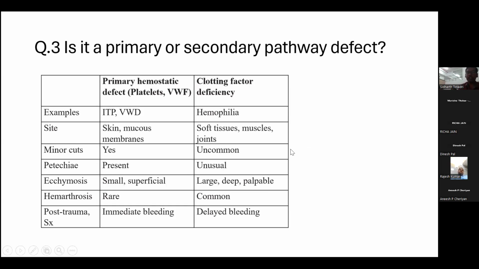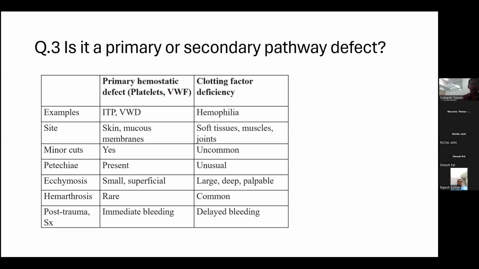The third question we ask is, is it a primary or a secondary pathway defect? The ITP we are talking about today is a primary hemostatic pathway defect, where the platelets or bone marrow factor is involved. In these disorders, bleeding is predominantly from the skin or mucous membranes, and bleeding can even occur from minor cuts. Petechiae are very commonly seen. You won't see any deep bleeds like muscle or joint bleed, that is called hemarthrosis. And after trauma, the bleeding will be immediate.